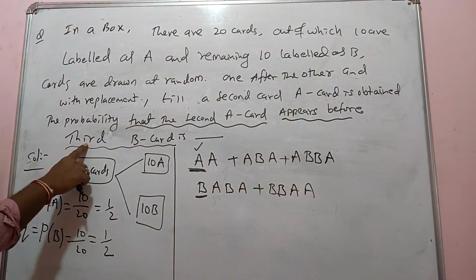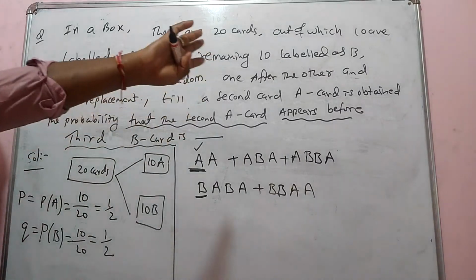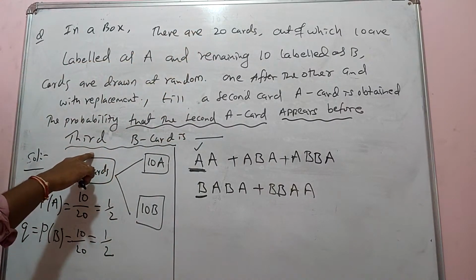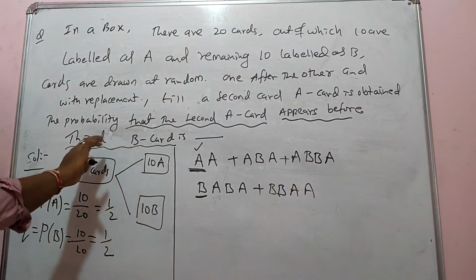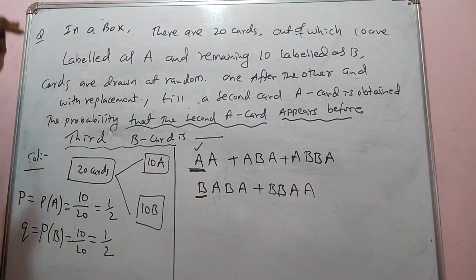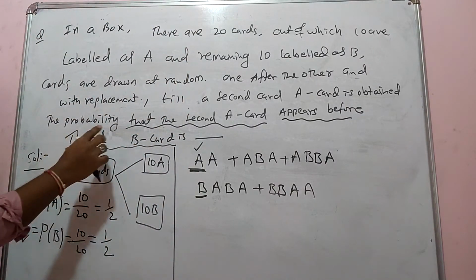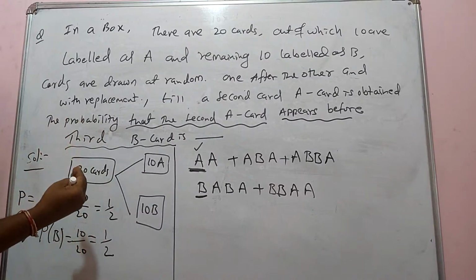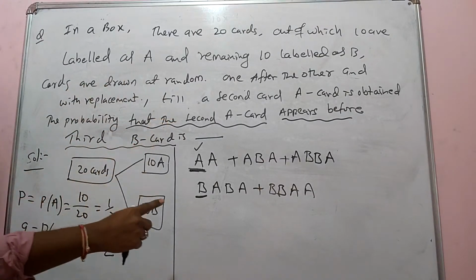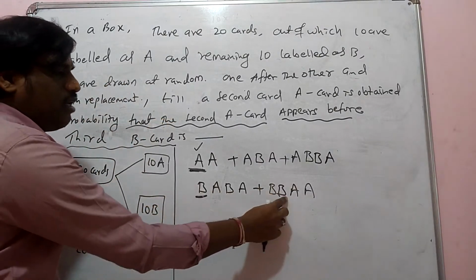If they had not said the third B, it would go on infinitely many times. But he said before the third B, which means B should appear at most two times. Here B you got 2 times, B you got 2 times.